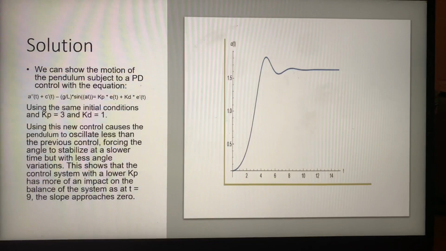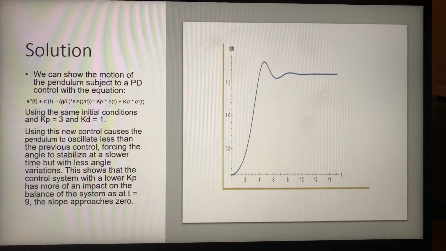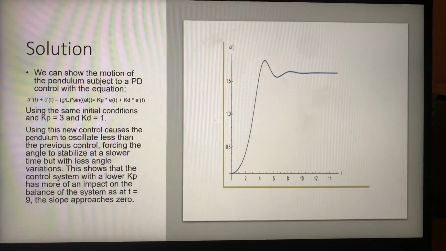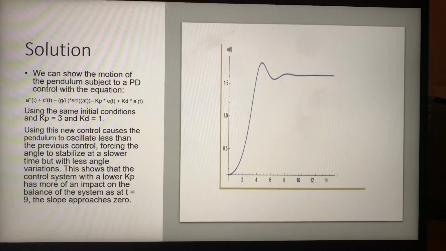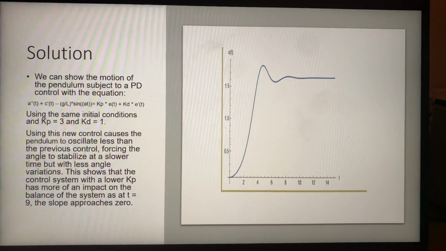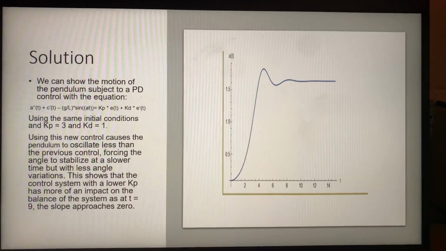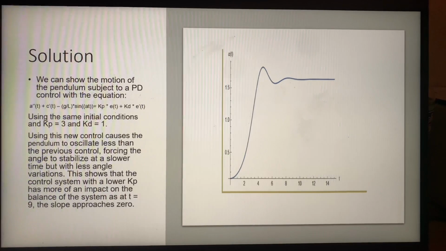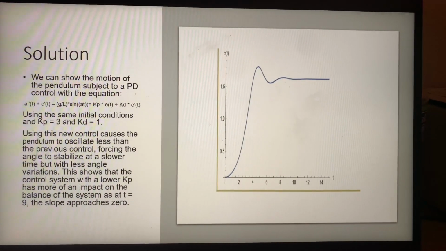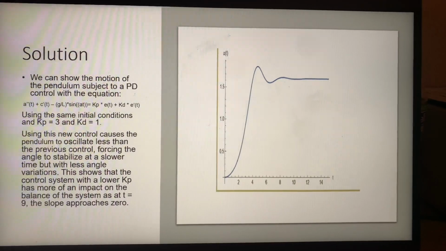We can show the motion of the pendulum subject to a PD control with this equation. We used the same initial conditions and Kp equals 3 and Kd equals 1 as our control. Using this new control causes the pendulum to oscillate less than the previous control, forcing the angle to stabilize at a slower time, but with less angle variations.